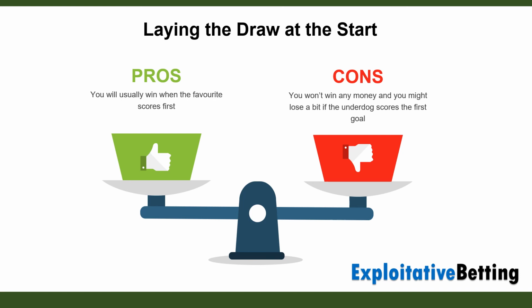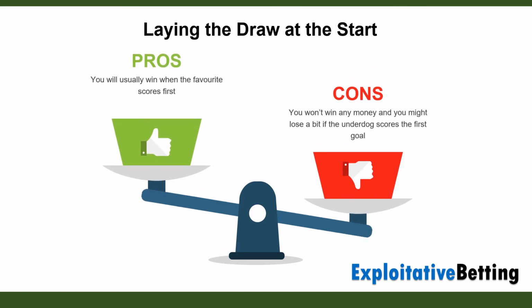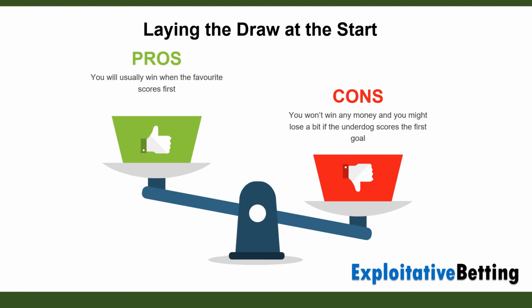And there are a lot of factors to think about. However, for me, the cons will usually outweigh the pros, and I would choose to lay the draw at half-time if the score is still 0-0. And only in very special cases would I choose to lay pre-match with these kinds of odds.